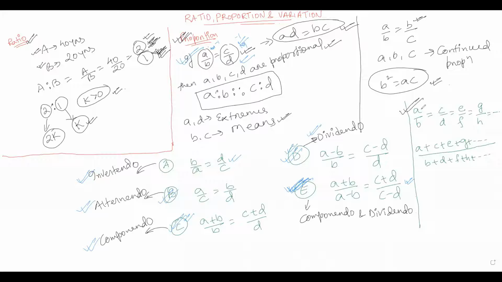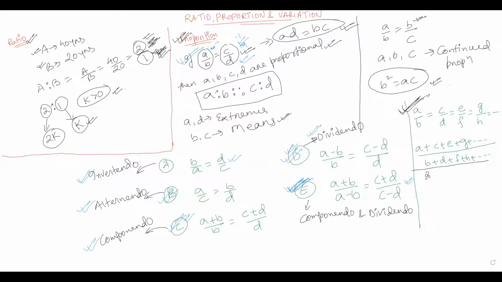Also, if there are some ratios like A by B, C by D, E by F, G by H, and all these ratios are equal, then each of these ratios will be equal to A plus C plus E plus G divided by B plus D plus F plus H. That is, the sum of all the numerators upon the sum of all the denominators will also be equal to this ratio. We can verify this with an example.